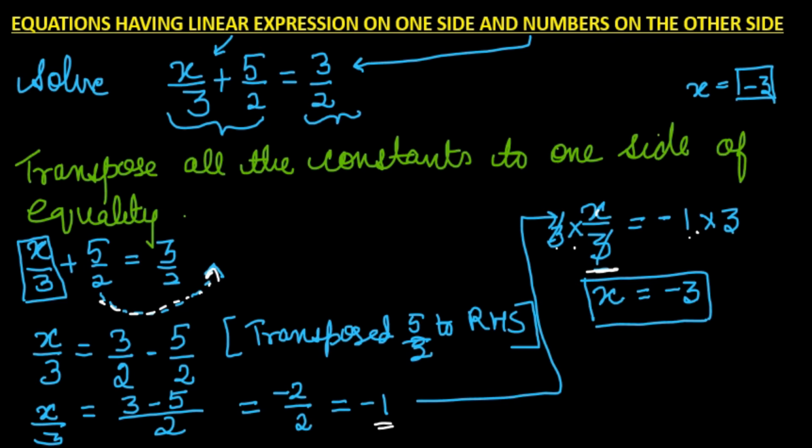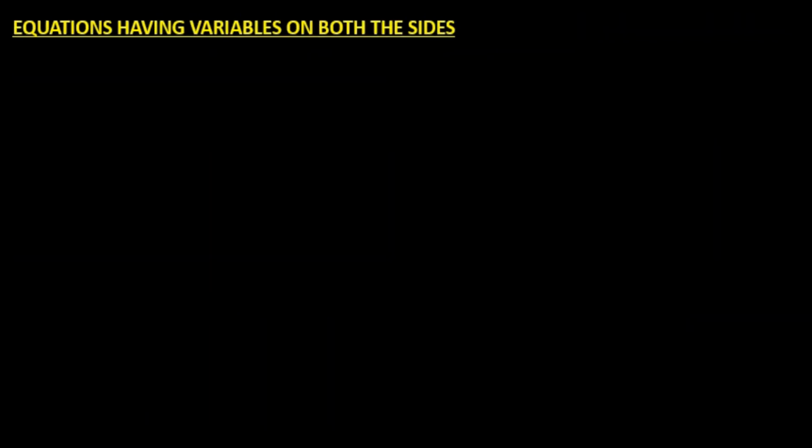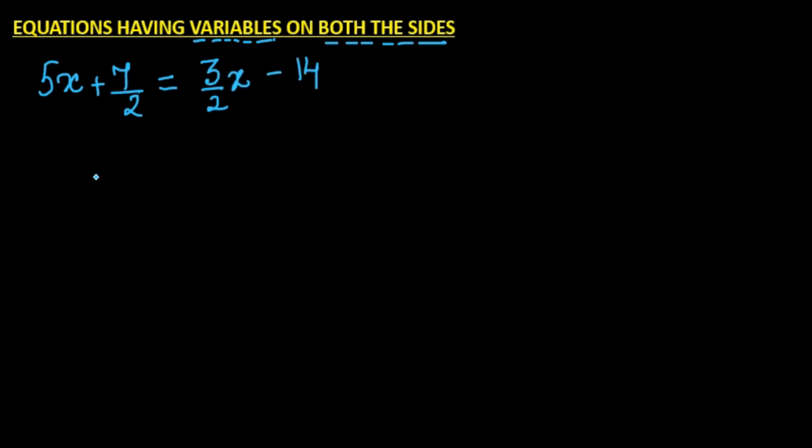And now we will move to the second basic form of a linear equation, in which we have the variables on both sides of the equality. Let us also understand this using an example. Let us say we have a question: 5x plus 7 by 2 is equal to 3 by 2x minus 14. Now what is our first step?